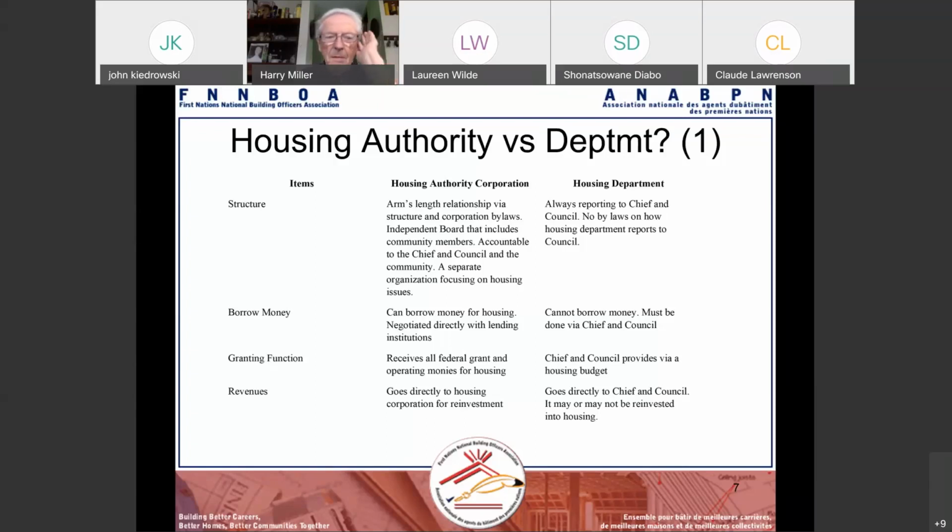Revenues go directly to the housing corporation for reinvestment. So all revenues, in terms of advertising, or selling, for example, laundry, or anything that the housing authority functions, all the revenue goes to the housing corporation. Whereas in the housing department, it goes directly to chief and council, and it may or may not be invested back in housing. One of the challenges that we have is people say, okay, if I'm going to pay rent, how do I know that money is going to go back for repairs? Well, under a housing authority, there's a greater opportunity of those monies being used to reinvest in repairs, versus a housing department, because the housing department will say, well, sorry, the monies have to be allocated to other areas within the council.